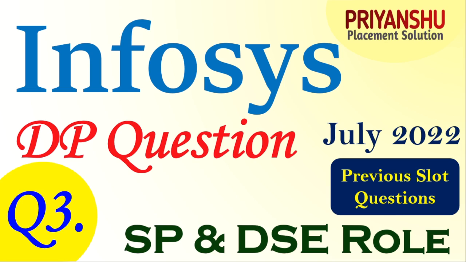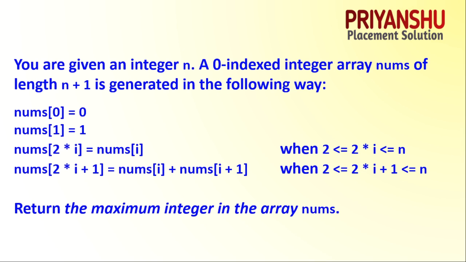In today's video, I have taken one DP problem, and the problem is very easy, but a little bit tough. Maybe you will find it easy or tough, I have no idea. Okay, let's see. The question is, you are given an integer n. The input is n, and a zero-indexed integer array nums of length n plus 1 is generated in the following way.